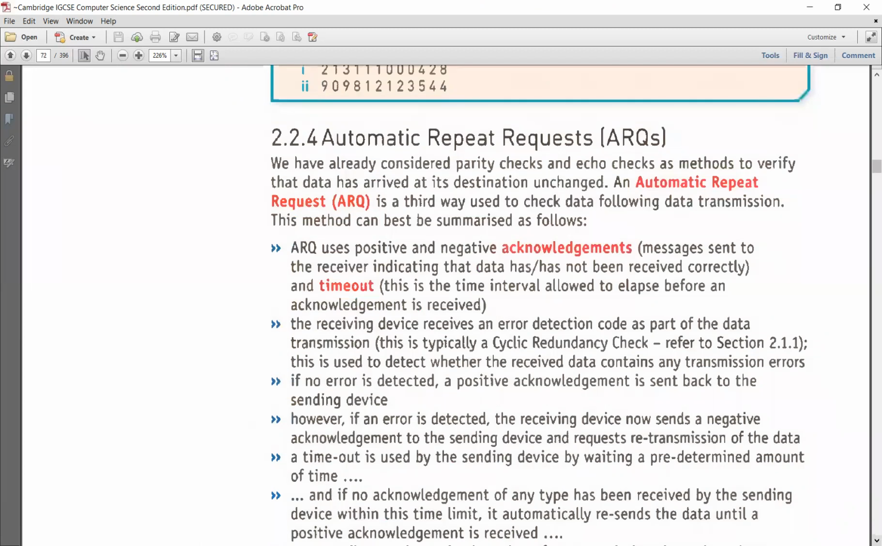The receiving device is going to perform the same. The receiving device receives an error detection code as part of the transmission. Normally, it's CRC. If no error is detected, a positive acknowledgement is sent.